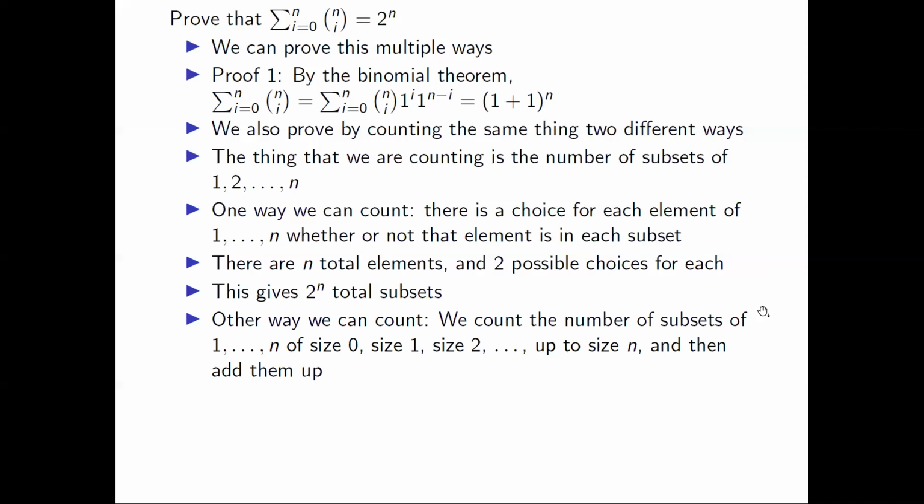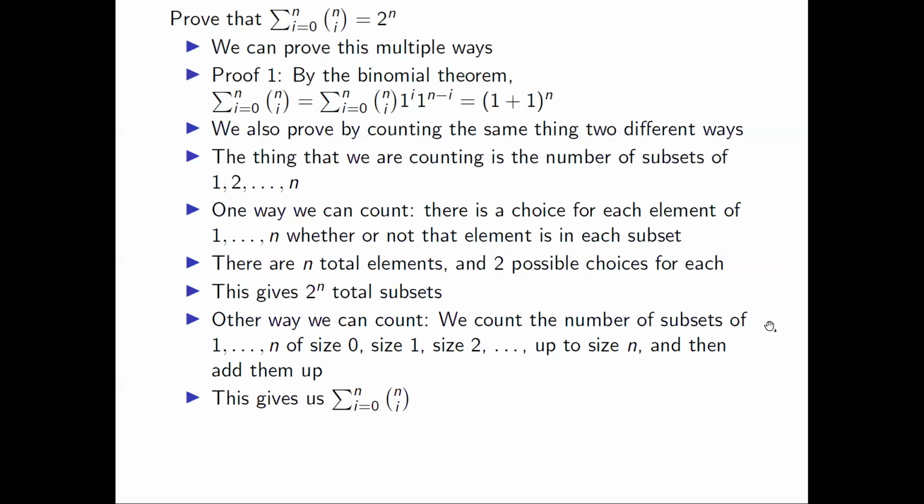So how many subsets of size 0? Well, there's n choose 0 of those. How many subsets of size 1? There's n choose 1. How many subsets of size 2? N choose 2. How many of size 3? N choose 3, and so on. And we just add them all up. And that gives us the sum from i equals 0 to n of n choose i.